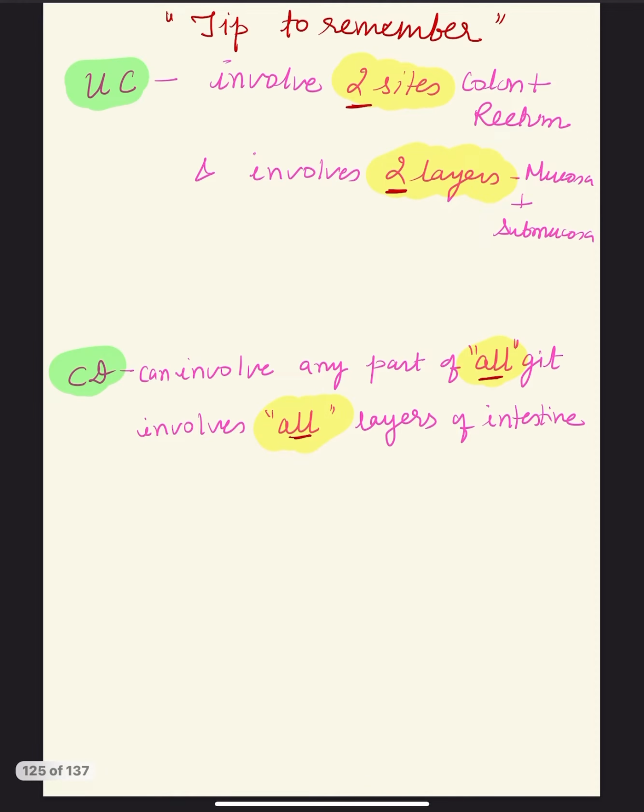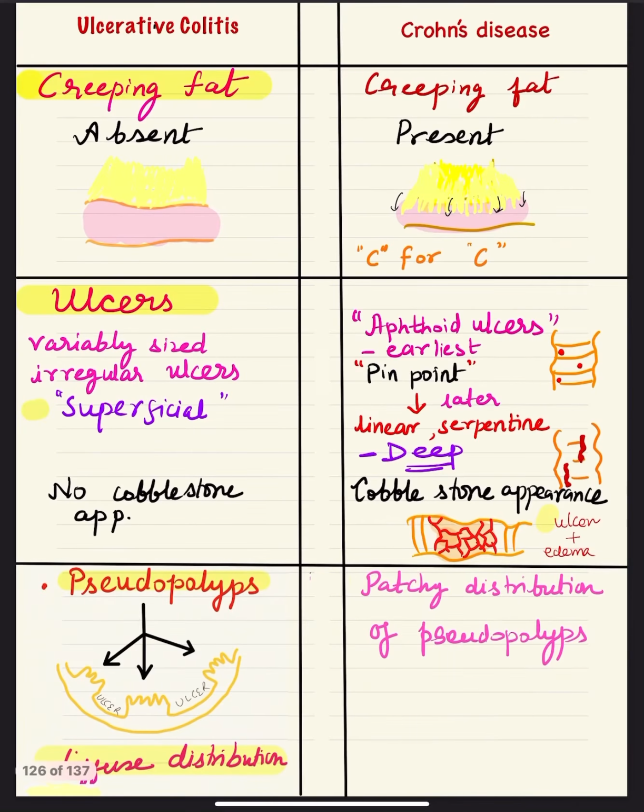A single tip to remember is that ulcerative colitis involves two sites, that is colon and rectum, and also involves two layers, that is mucosa and submucosa. Crohn's disease can involve all of the GIT and all of the layers of the intestine. This is just to remember if you wish to learn like that.